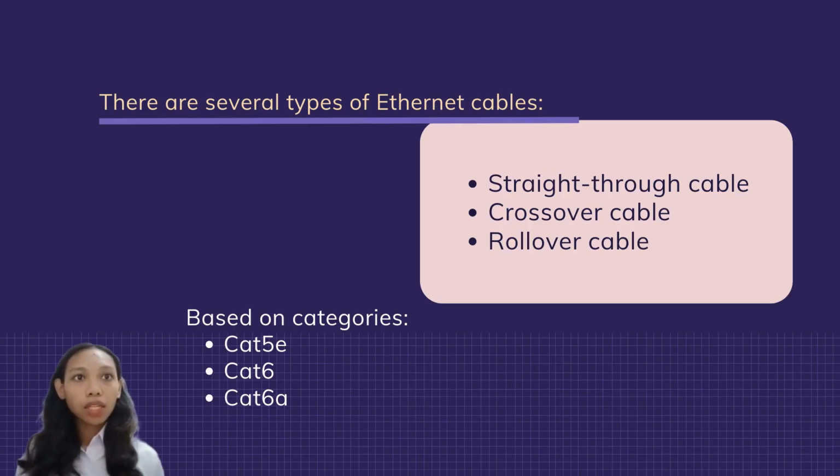Furthermore, category 6A cables provide even higher bandwidth and can support faster speeds over longer distances, making them suitable for more demanding network applications such as data centers or large-scale systems. Understanding these differences helps users choose the right cables based on their network needs.